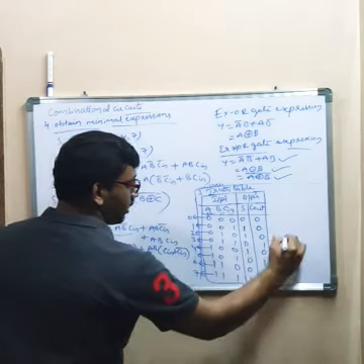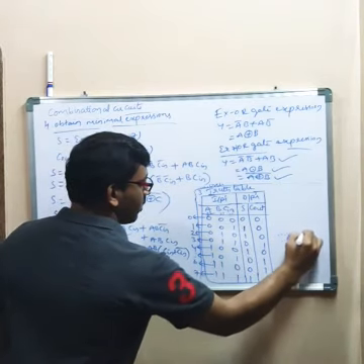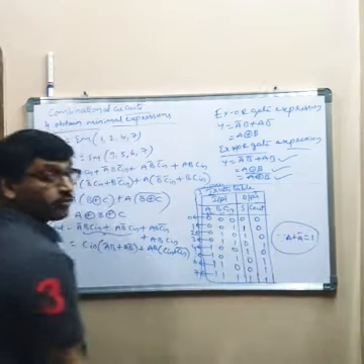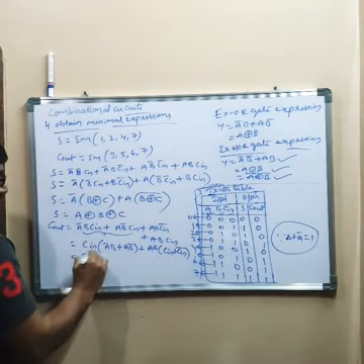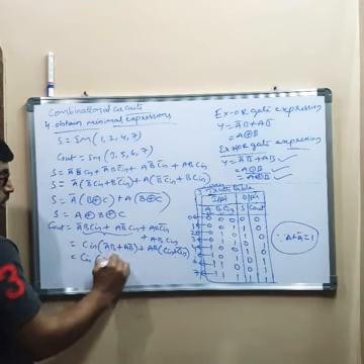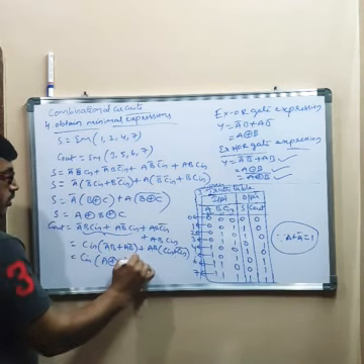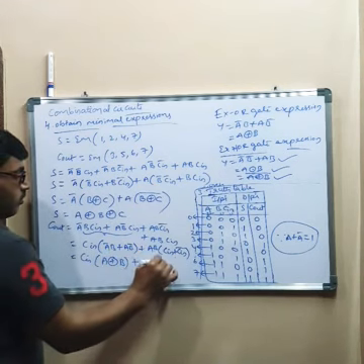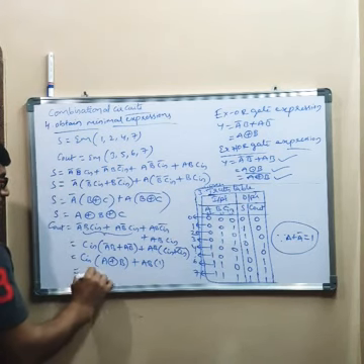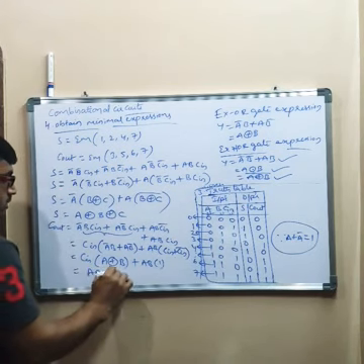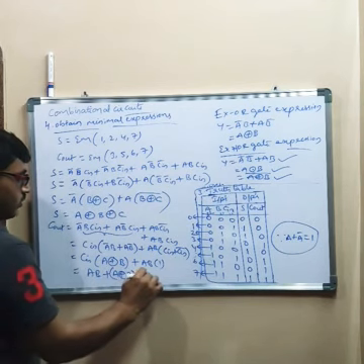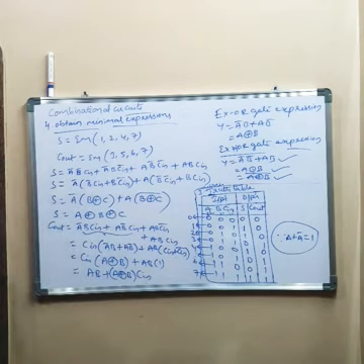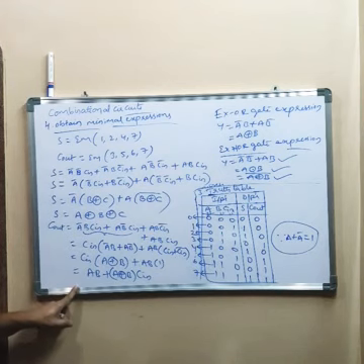You know A plus A bar is equal to 1. Here I am making use of this OR law, so it will become 1. C in into A XOR B, plus AB into 1, that is equal to AB plus A XOR B into C in. This is the expression for carry out.